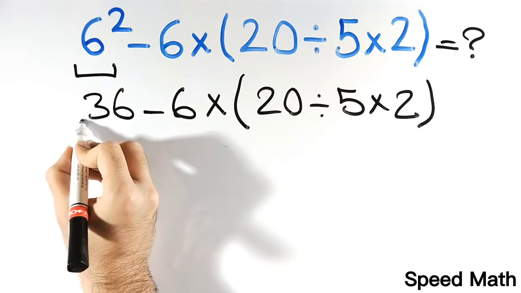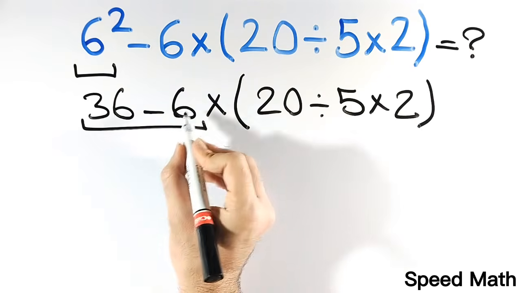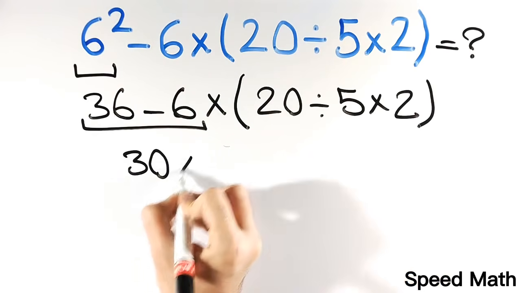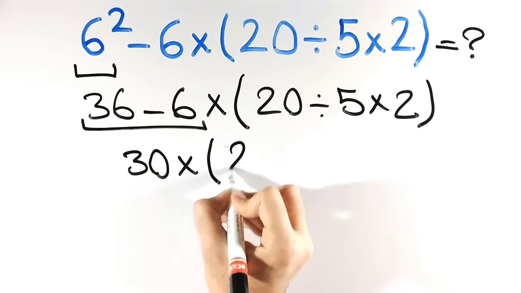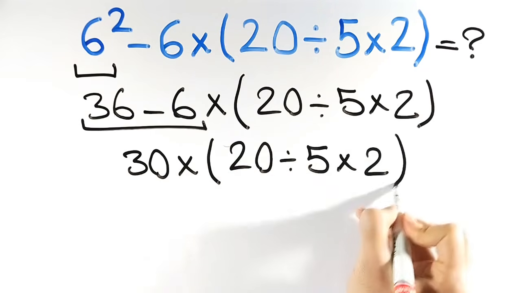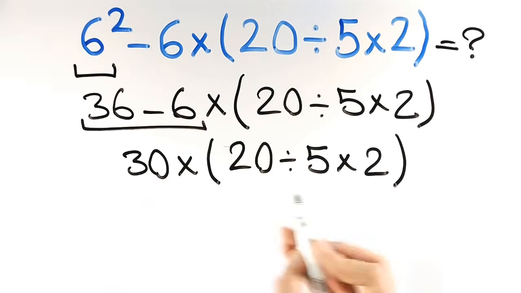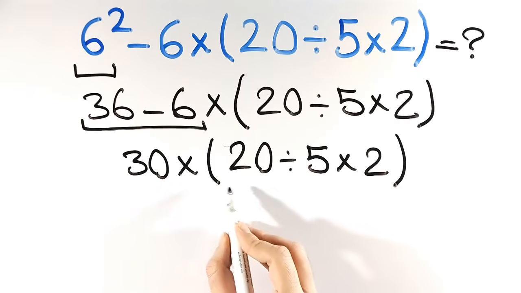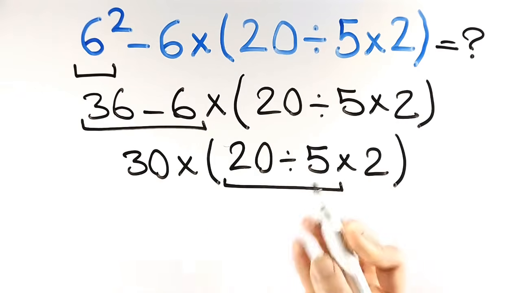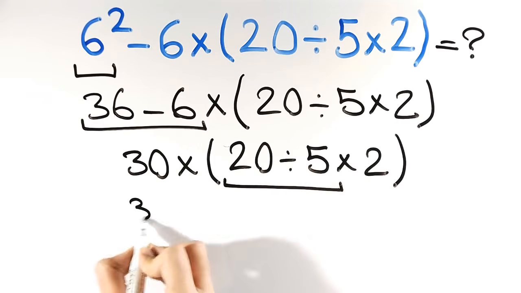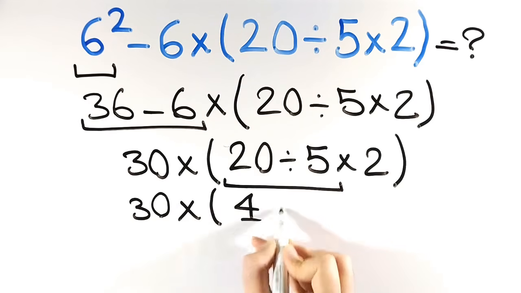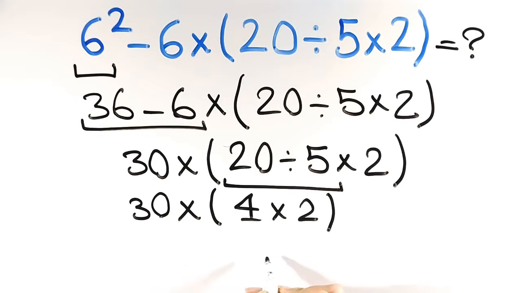And the next step, they go for the subtraction between 36 and 6 and write this equation as 30 multiplied by open parenthesis 20 divided by 5 times 2 close parenthesis. Then they go to the expression inside the parenthesis and solve with the division between 20 and 5. So they rewrite this expression as 30 multiplied by open parenthesis 4 times 2 close parenthesis.